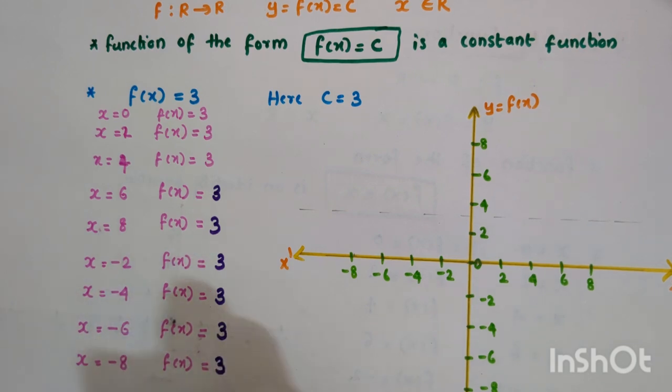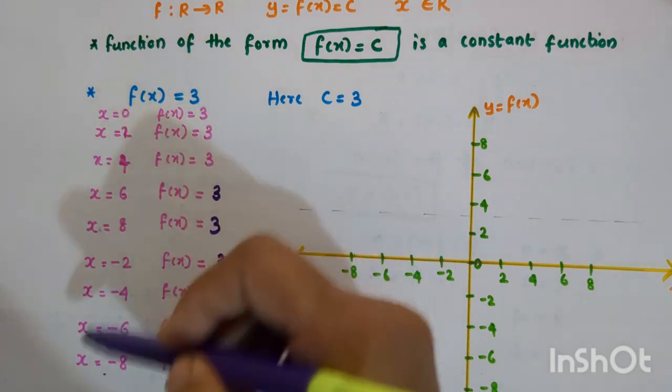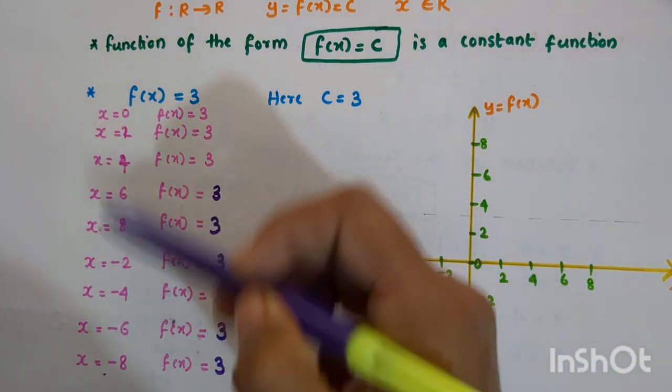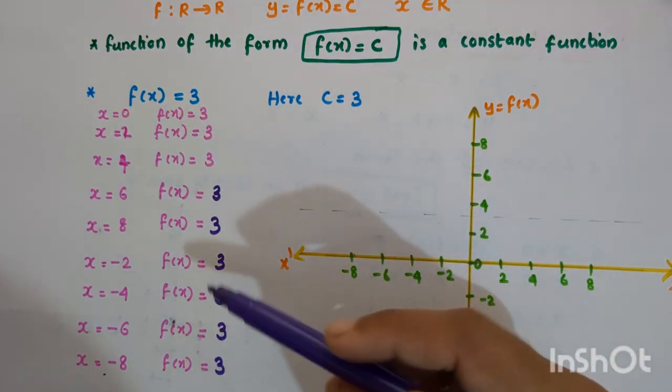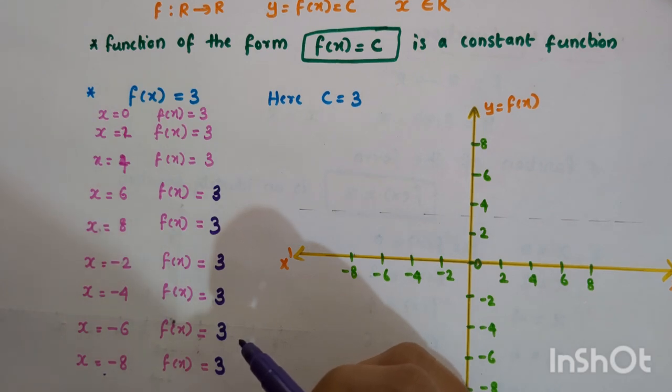Whatever value you put for x, the x values are the domain, and the y values or f of x values are the range. So whatever values you put for x, you always get a constant number 3 here. Such a function is called a constant function.